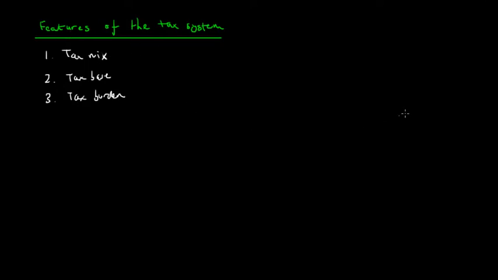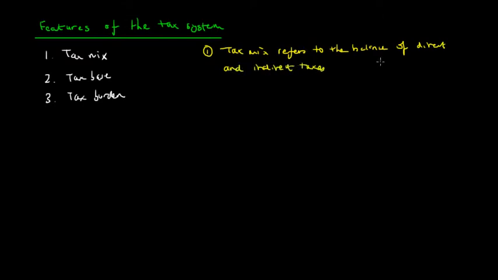So let's look at the tax mix to start off with. I'll just denote this 1. The tax mix refers to the balance between direct and indirect taxes levied by the government. What this means is that the government has to choose a balance between direct taxation and indirect taxation to fund its revenue.